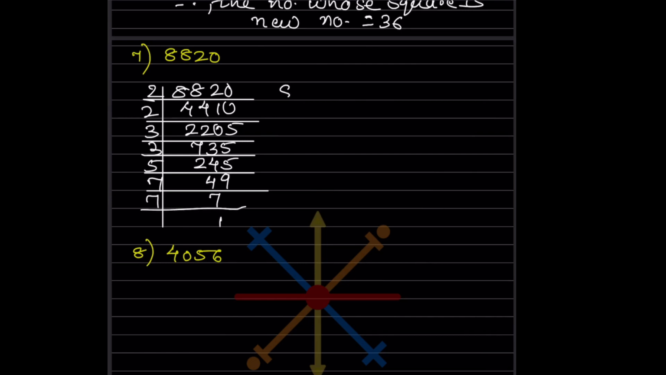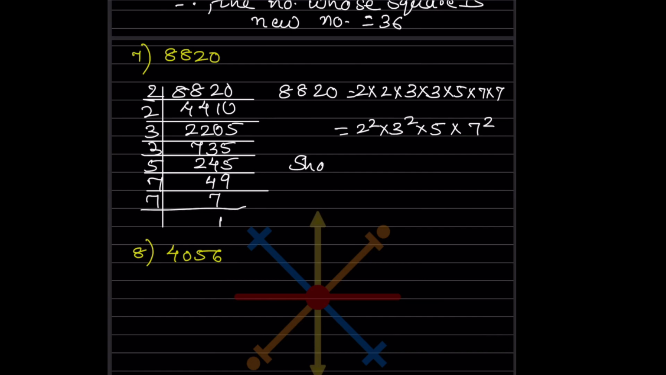So now you can write this one, 8820 will be 2 times 2, 3 times 3, 5 into 7 times 7. That will be 2 square into 3 square. This 5 is alone, and here 7 square. So you are going to divide by 5, because 5 doesn't have a pair. So here how will you write this one?